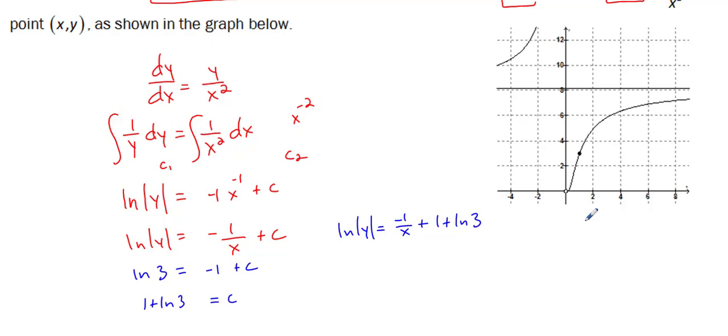What are you talking about? E. What do you mean E? Oh, so you want me to write e to the negative 1 over x plus 1 plus ln 3 equals y. Absolute value y? Yeah. That'll work.